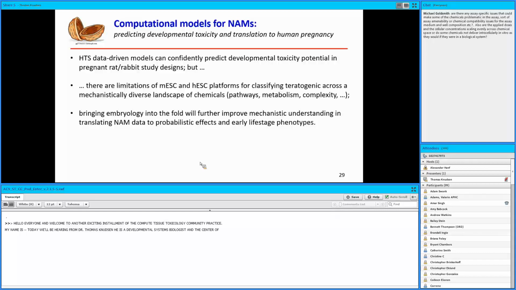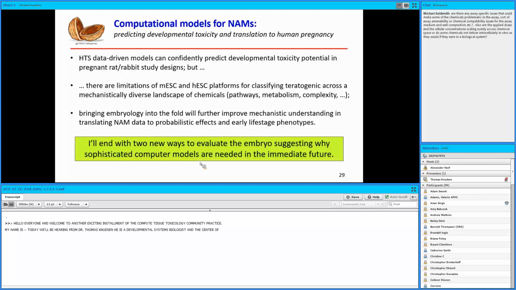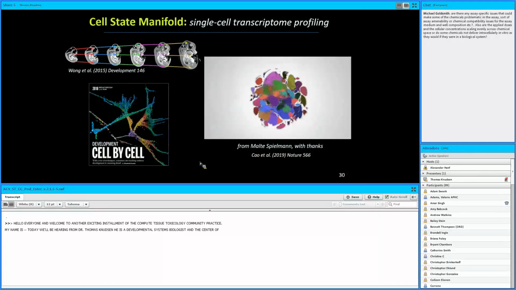Possibly bringing the embryology into the fold, particularly embryology of chemical tipping points, will further improve our mechanistic understanding and translating NAM data to probabilistic effects and early life stage phenotypes. And I just want to end this talk with two new ways that we can evaluate the embryo in this context and show you why sophisticated computer models are going to be needed in the immediate future.